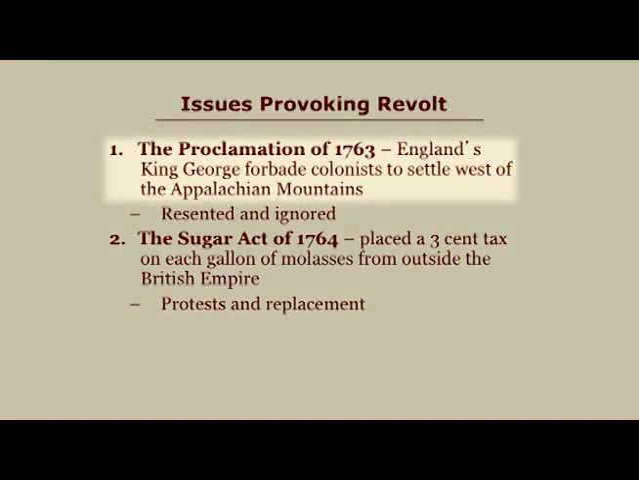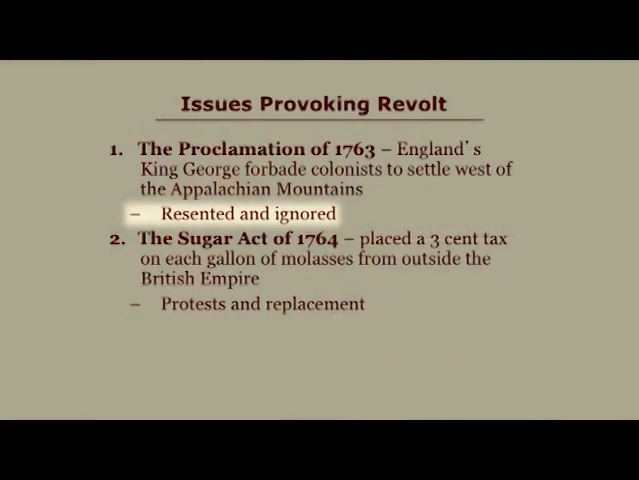The first point was a proclamation in 1763 where King George III forbade the colonists from settling west of the Appalachian Mountains. He did that so that England would continue to have colonial control in a more powerful and direct way on the other side of the Appalachians. The Americans just simply ignored it, and they resented it, and they moved into the area beyond the Appalachians. But there was a tone set between King George and the Americans of distrust and anger.